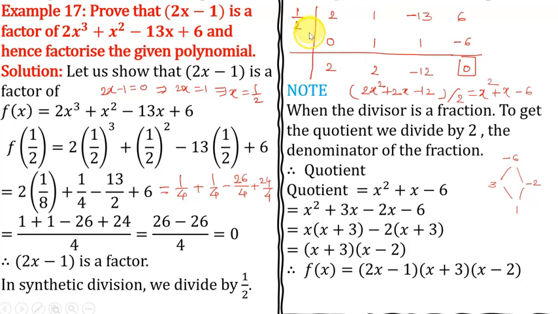Important note is that, okay, when the divisor is a fraction, to get the quotient, we divide by the denominator of this fraction. Okay, to get the quotient, 2x square plus 2x minus 12 is divided by the denominator of this fraction. Therefore the quotient is x square plus x minus 6, and then again factorize this to get the complete factors of the given polynomial.